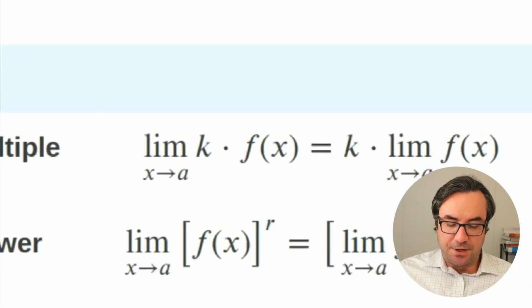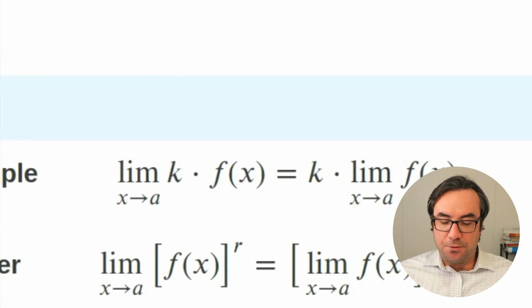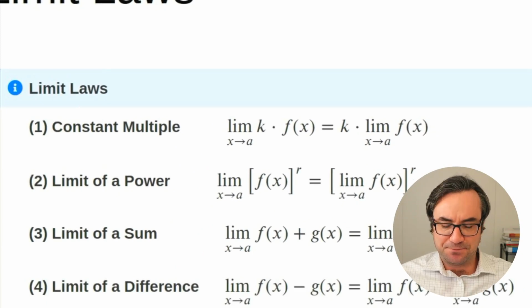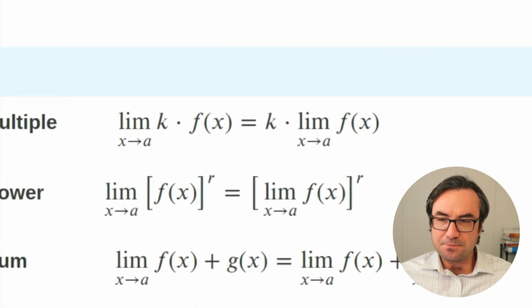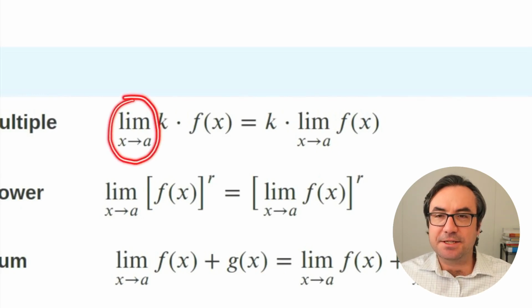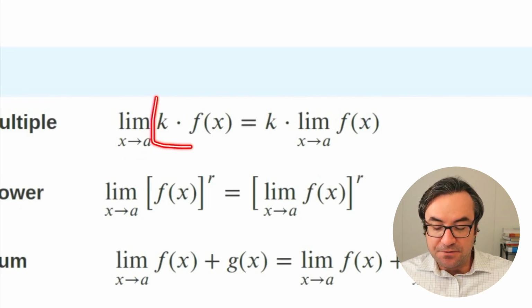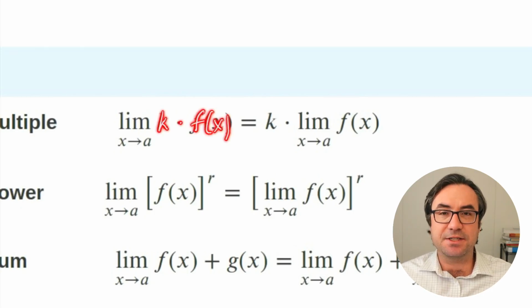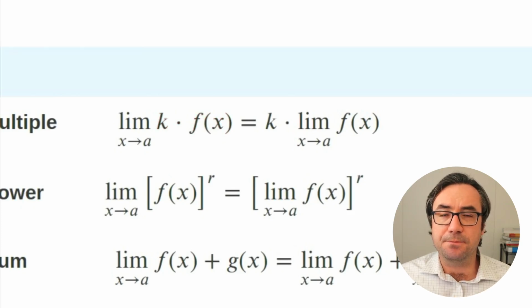Well, let's look at the first one. This is the constant multiple limit law. What does it say? Well, we're doing the limit as x approaches a of this function where we have a variable piece, f of x, times a constant k. So we have this constant multiple k that's multiplying the function f of x. We want to do the limit of the whole thing.